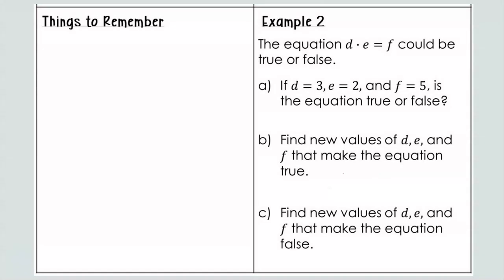Example 2. The equation d times e equals f could be true or false. If we substitute in the numbers for d equals 3, e equals 2, and f equals 5, is this equation true or false? In this case, we'd be doing 3 times 2. Well, because 3 times 2 is 6 and not 5, this equation is false.